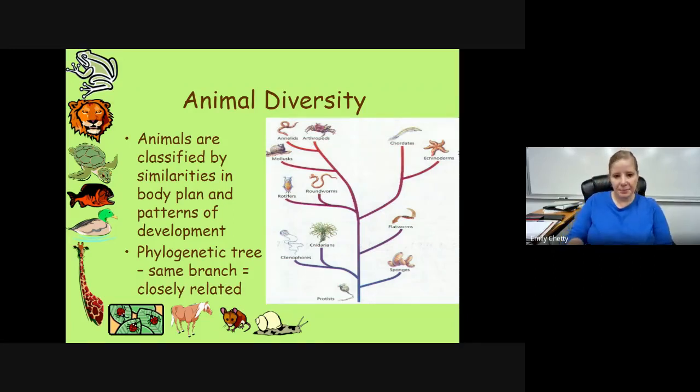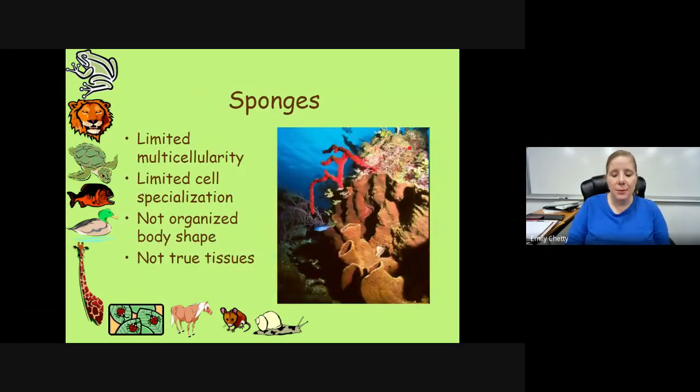All right. So sponges, just to repeat what I already said, have limited multicellularity. They have the same cell kind of copied over and over again, but not a ton. They don't have much specialization, sometimes a little bit, but not much. No organized body shape, so they have asymmetry, and no true tissues. And I'll pause.